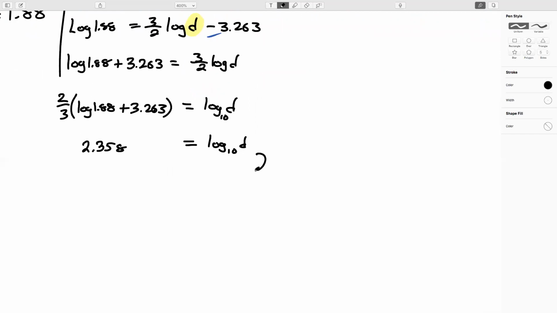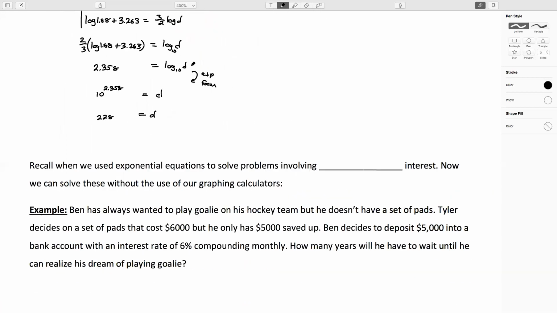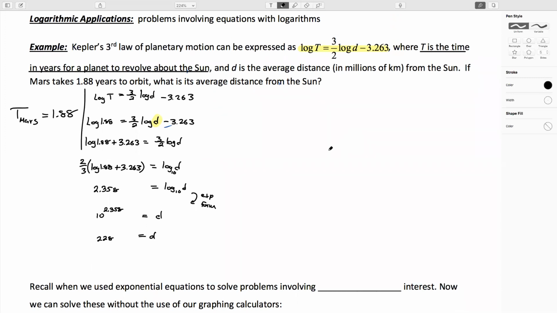Now we can go to exponential form. We can simply go 10 to the 2.358 equals d, and we get 228 million kilometers. That's d. And so going back to what the question is asking, if Mars takes 1.88 years, what is the average distance from the sun? Well, the distance is in millions of kilometers, so distance is 228 million kilometers from the sun.